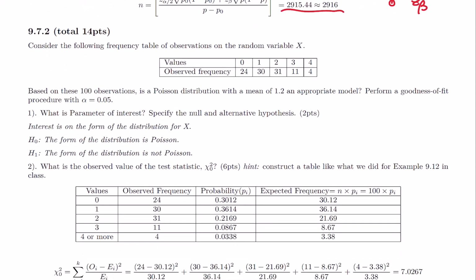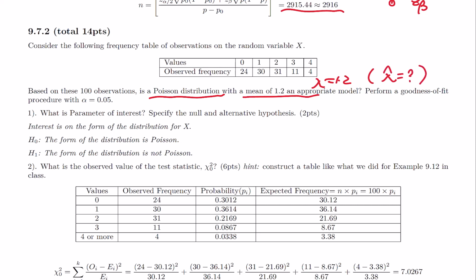9.72. So the section 7 of chapter 9 is about so-called goodness of fit. Remember in our notes, the example is also about the Poisson distribution, right? But in that Poisson distribution, there is no mean given. Here we just say lambda equals 1.2. In the notes there is no lambda given, then you have to estimate the lambda, right? Remember in the notes, we have to estimate the lambda.